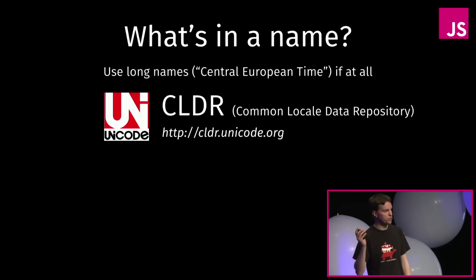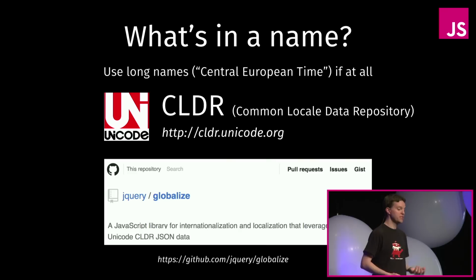And this is where the Unicode Common Locale Data Repository comes in. They maintain mappings between time zone identifiers and translations in a whole heap of different locales. If you want to use this in the browser, there is the jQuery Foundation Globalize project, which can load in JSON data from CLDR and handle the translations for you. But as with everything, there's now another trade-off: the comprehensiveness of the translations and the file size that you're loading in the browser.